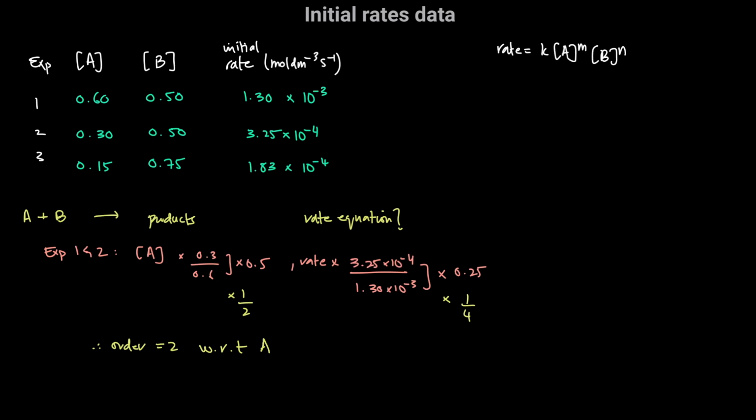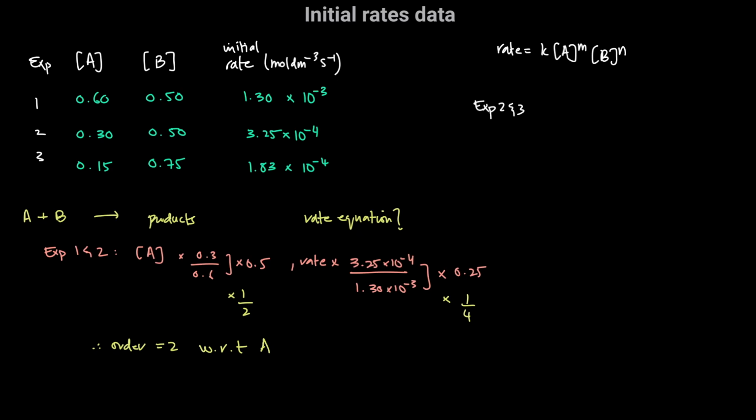Now if you notice, the concentration of A is different in each of the 3 experiments. So it's not like we're keeping the concentration of A constant in any of the experiments. So it's not very straightforward to determine the effect of the concentration of B. So we can just take any 2 experiments where B is changing. So let's just take experiments 2 and 3.